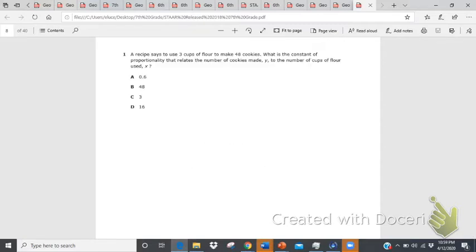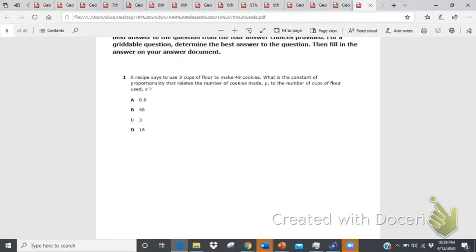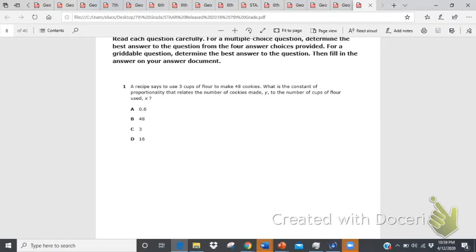Alrighty. So here we have question number 1. They're telling us that a recipe says to use 3 cups of flour to make 48 cookies. What is the constant of proportionality that relates the number of cookies, which is represented by Y, to the number of cups of flour, which is represented by X? All right, ladies and gentlemen, the keywords here are constant of proportionality.